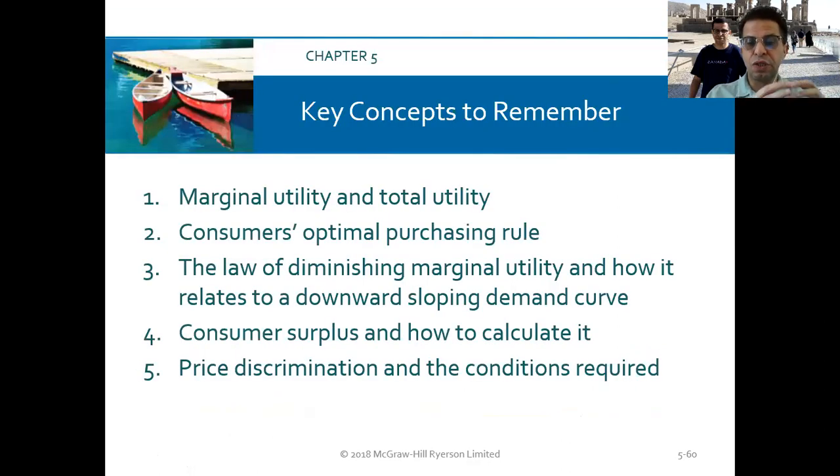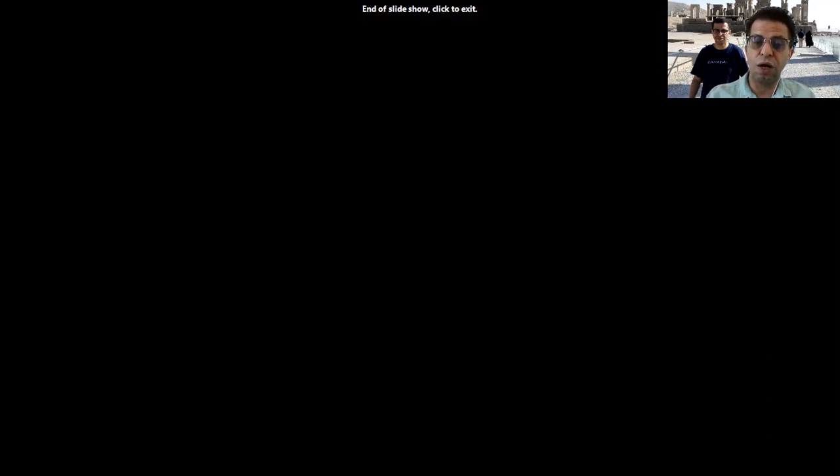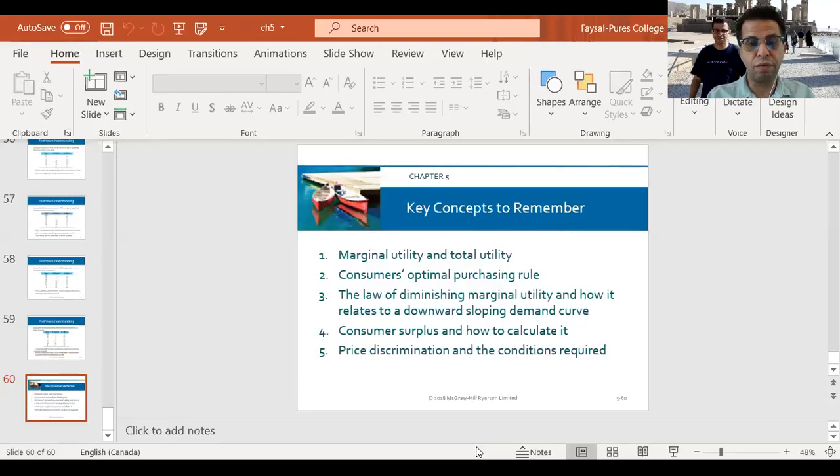So in this chapter, we spoke about marginal utility and total utility, the consumer optimal purchasing rule, the law of diminishing marginal utility and how it relates to a downward sloping demand curve, consumer surplus and how to calculate it, and price discrimination and the conditions required. Thank you very much.